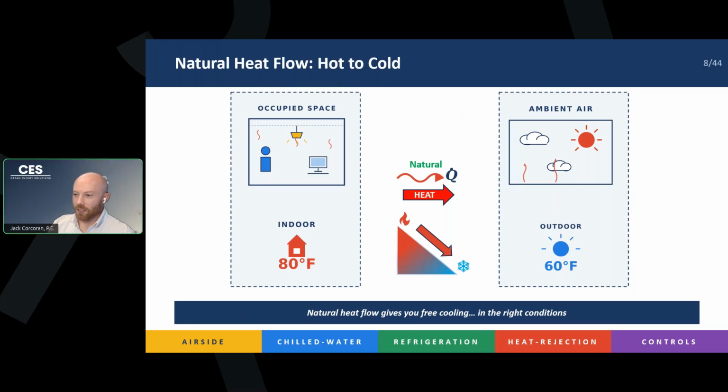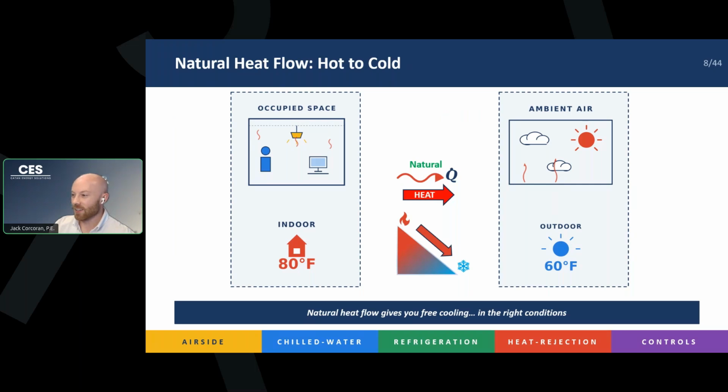Now for us, we have an occupied space and we have the outdoors. These are the two most common places to reject our heat and our heat sources, right? We have our occupied space that we are trying to maintain a certain temperature in, and the best place to reject or absorb that heat is from the outside. So if your indoor space is 80 degrees and your outside space or the ambient air is 60 degrees, the heat is going to naturally flow from indoors to outdoors, and that's great, right?